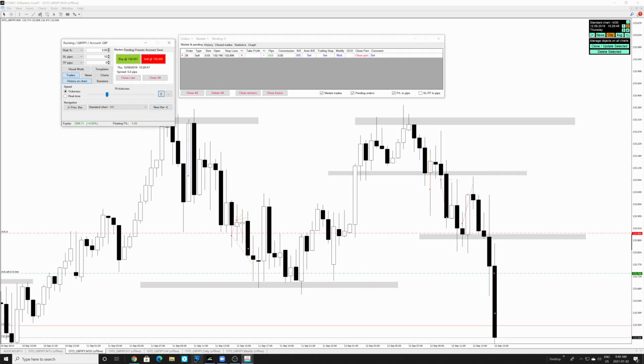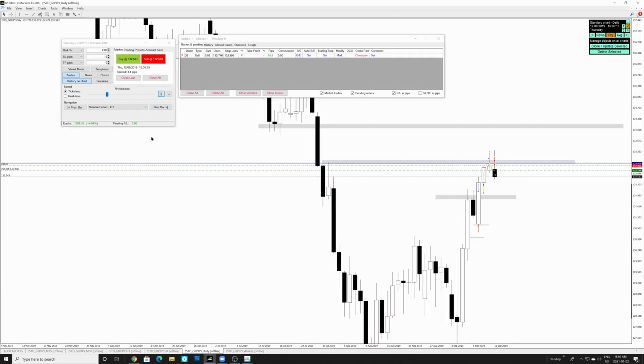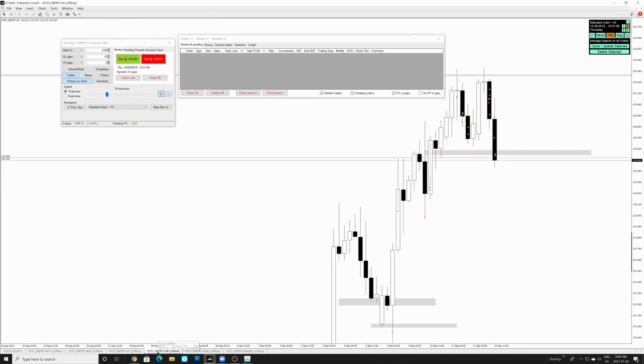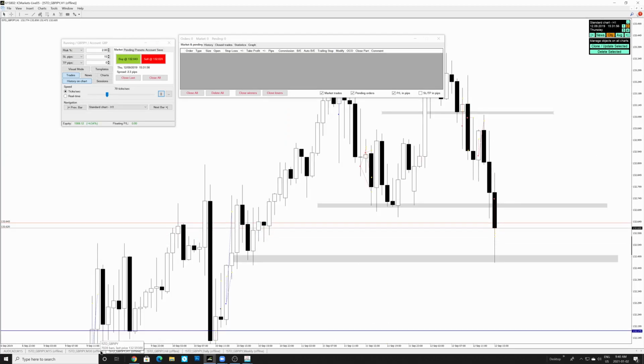Let's take a look on the daily. Wow, look at the spread. 4 pips. 3 pip spread, gonna close everything at this point. This was very difficult. It wasn't easy at all. It was very, very difficult.